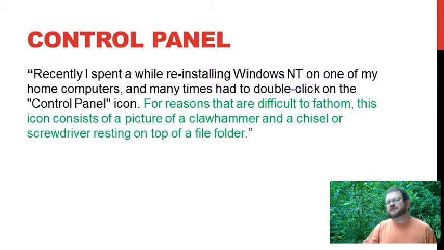And actually, if you dig deeper into the operating system, there's lots of weird choices, especially in older versions of Windows. Famously, the control panel had some weird things. Let me just give you a quote from the textbook about it. Recently, I spent some while reinstalling Windows NT on one of my home computers, and many times had to double-click on the control panel icon. And for reasons that are difficult to fathom, this icon consists of a picture of a claw hammer and a chisel and a screwdriver on top of a file folder. Yeah, what does that even mean?